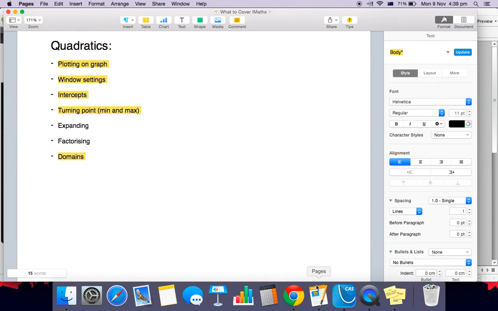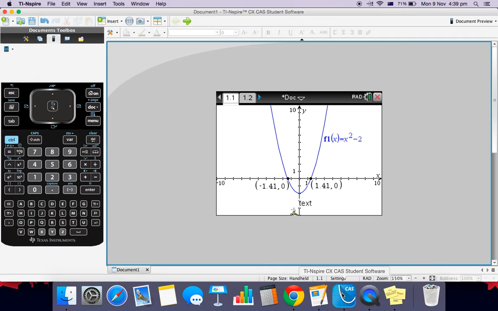Now, according to my list, we have to find turning points. There are two types of turning points that you can find, and those are minimum and maximum. This graph has a minimum turning point because it is at the bottom of the graph. A maximum turning point is on a hill-like parabola, at the top point where it turns. If the parabola turns at the bottom, it's a minimum turning point. If the parabola turns at the top, it's a maximum turning point.